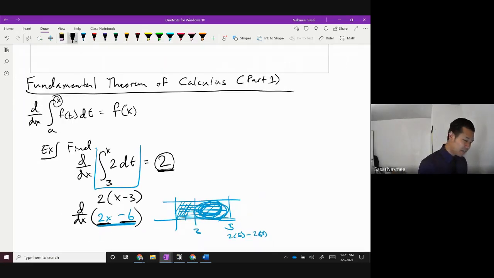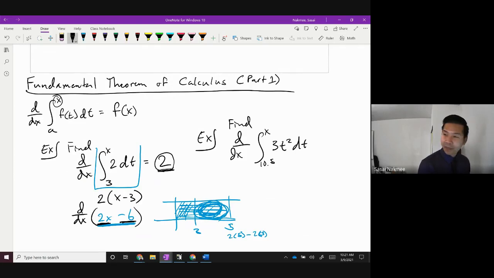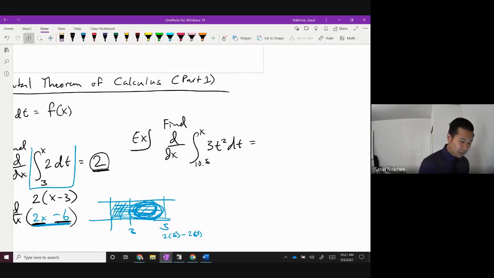Check this out. Let's say I was asked to find another function. Let's say it was d/dx of the integral from 10.5 to x of 3t squared dt. This is just going to equal, I'm letting you know right now, with the derivative and the integral, you're going to end up back at your original function, 3 something squared.